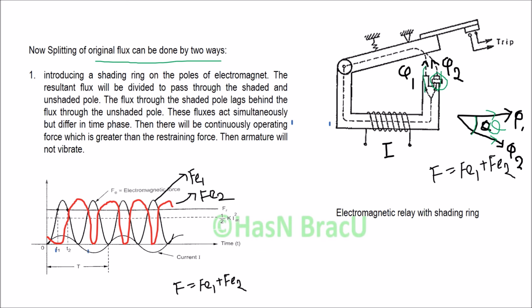This means flux phi1 and flux phi2 act simultaneously but differ in time phase. So there will be continuously operating force like this, which is greater than the restraining force, and then armature will not vibrate.